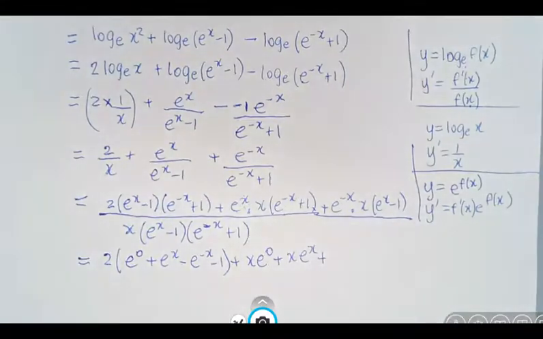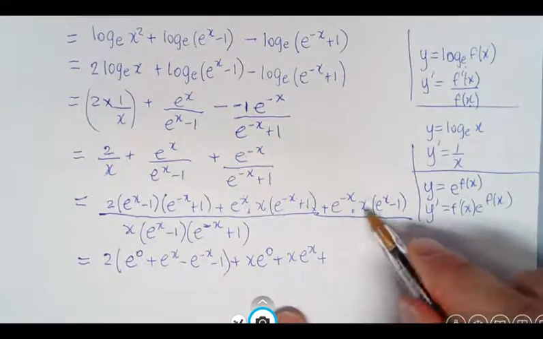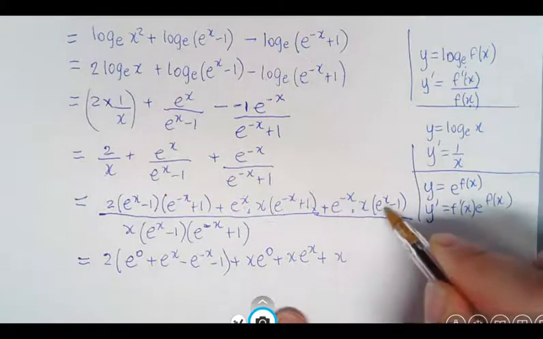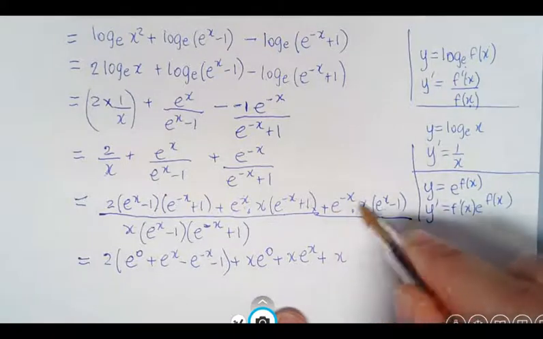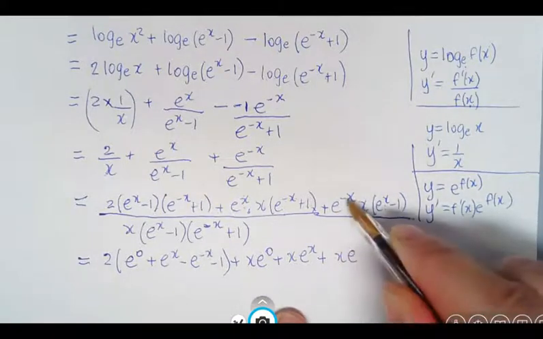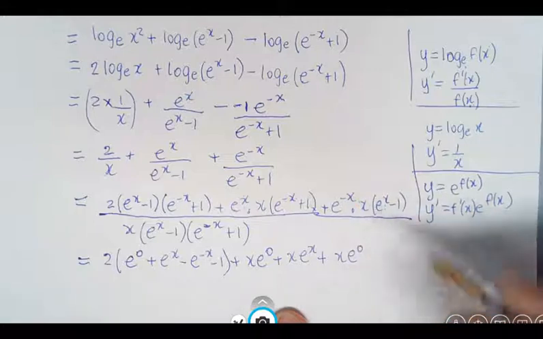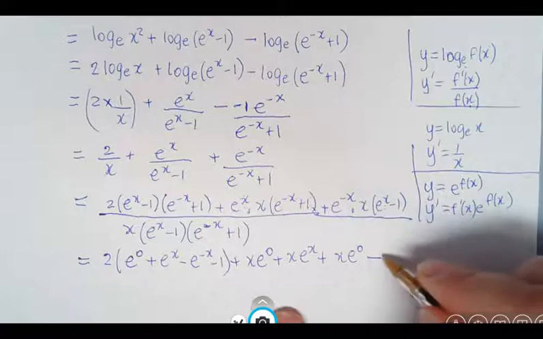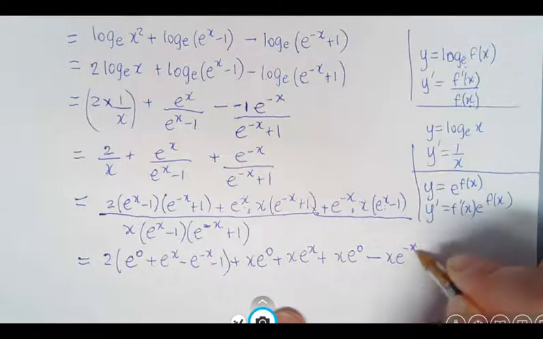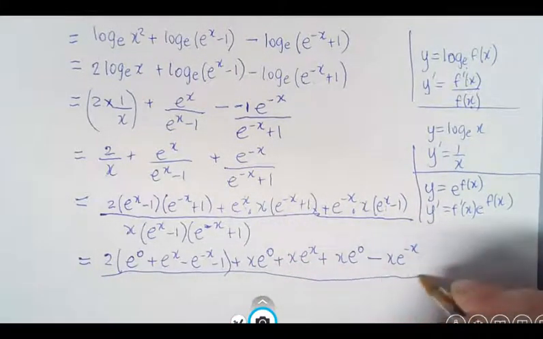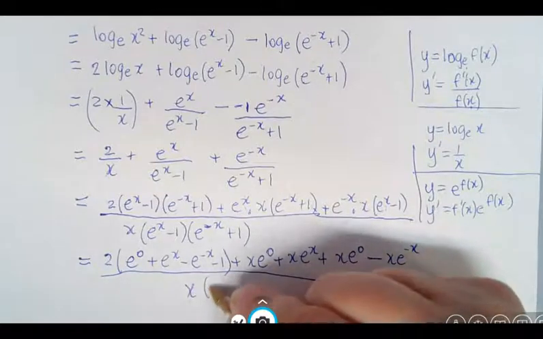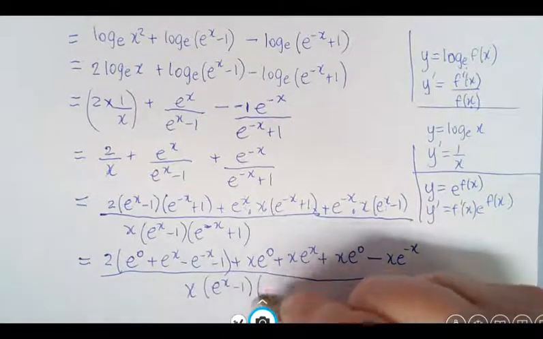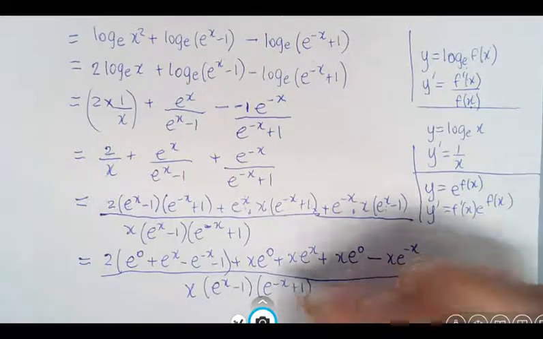Plus, we've got x times e to the negative x times e to the x. So it's this times that. Again, the negative x plus x is 0. Minus this times negative 1 will give me minus x e to the negative x, all over the denominator, x e to the power of x minus 1, e to the power of negative x plus 1.